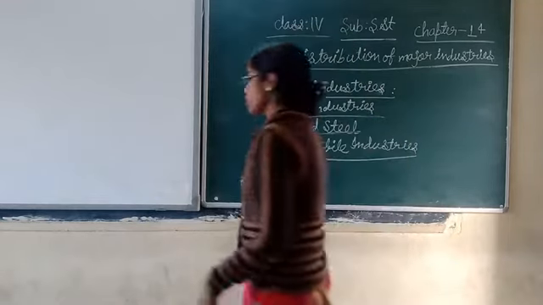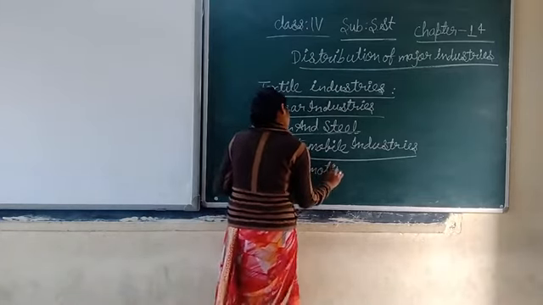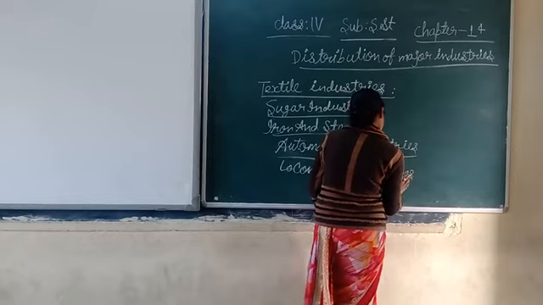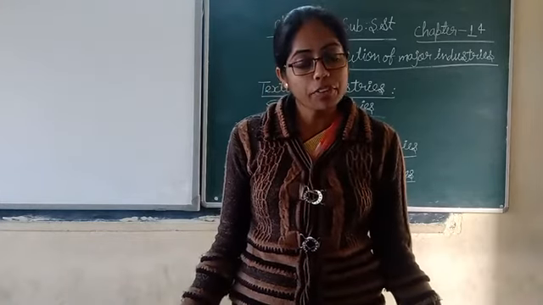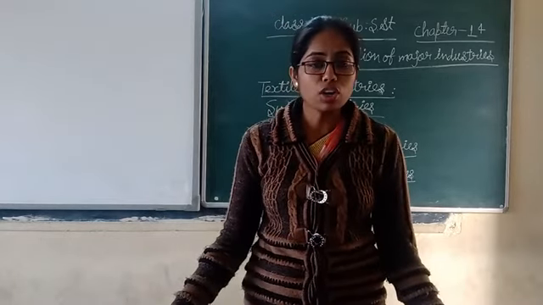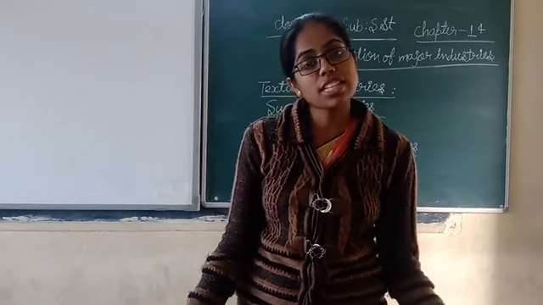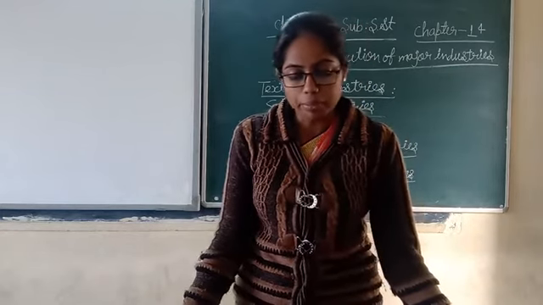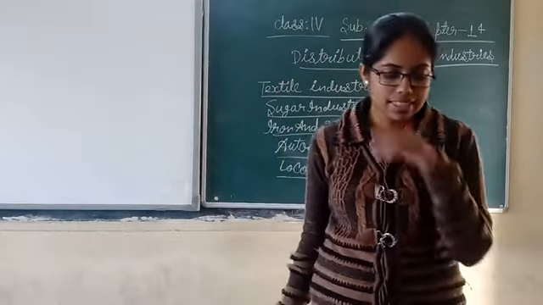Now, locomotive industries. Let's see where they are located. Locomotive industries manufacture engines for pulling trains. The major locomotive industries are located in Chittaranjan, which is in West Bengal, then Varanasi, which is in UP, then Perambur, which is in Tamil Nadu. These are the places where these locomotive industries are located.